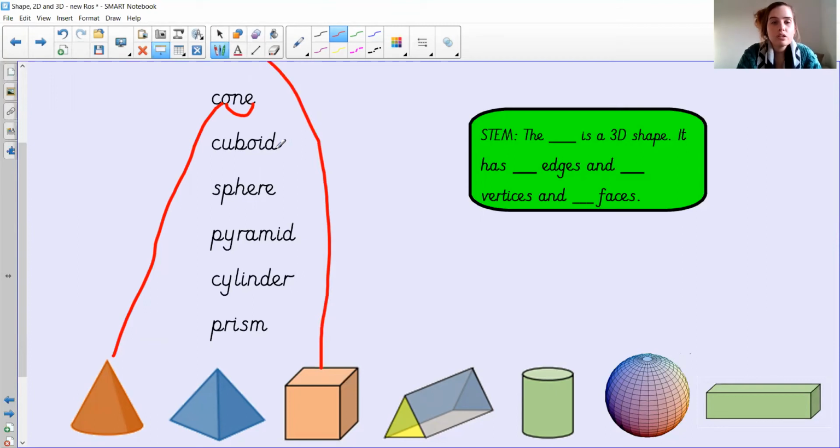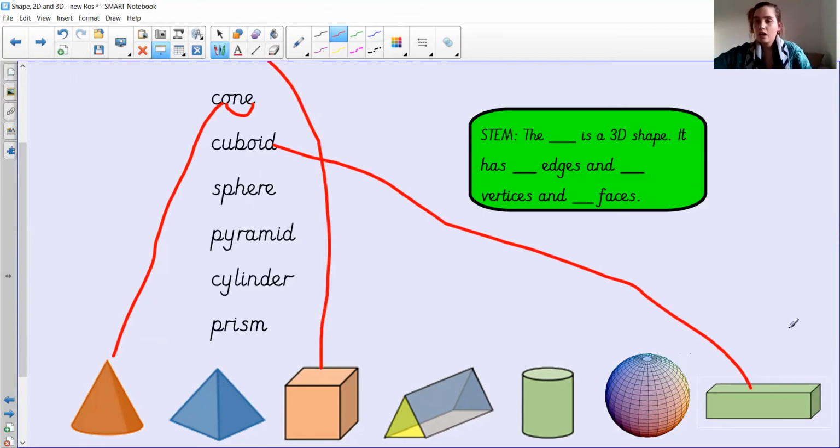We have got a cuboid. Now, who can tell their grown-ups at home what 2D shape a cuboid reminds them of? Because we can see lots of, that's it, correct. We can see lots of rectangles and we can see squares on the end. And these bits here, as I've said before, I'm drawing on all of its faces. Fabulous. We've got a cuboid.